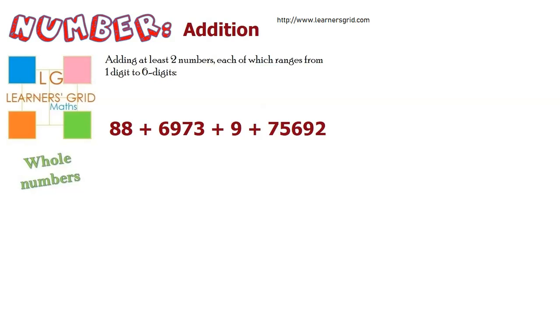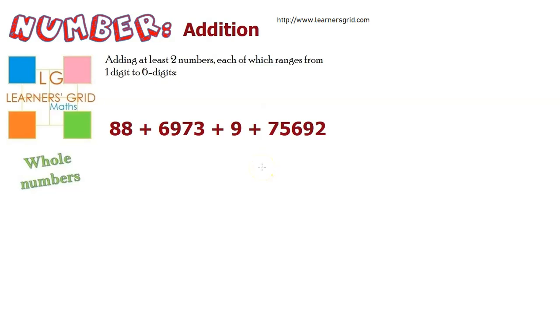So we're going to do some addition here, and as you can see, we've got multiple numbers to add. The biggest number being 75,692, and the smallest number being 9. Now there's a lot of different ways that we can do this. There really are tons of different ways, and they're all just as good as each other really. It's just the one that you prefer.